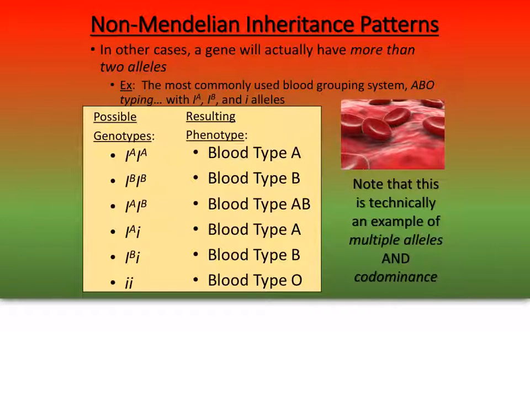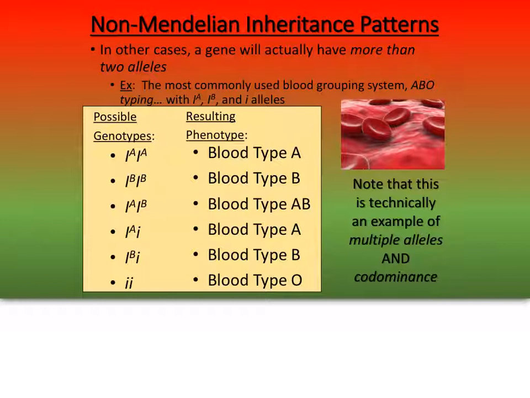Another instance where we don't follow a Mendelian pattern is that some genes will actually have more than two alleles. So instead of just having like a big T or a little t, you've got more options to choose from. Now, each organism is still just going to have two alleles, one they got from their mother and one they got from their father, but they have more alleles to choose from.